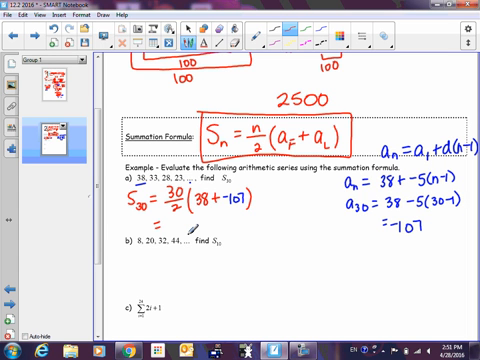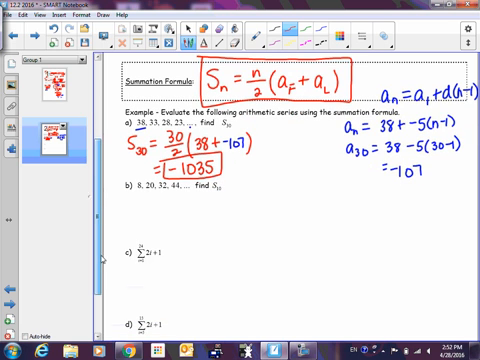So the whole reason we have this formula is because without it, we would have to actually write out all 30 terms and then physically type all of them in and add them up. This is what the formula saves us from. Okay, what are we getting here? Negative 1035? Yep. It's okay if the answer's negative. That'll happen sometimes. Okay, let's look at B.